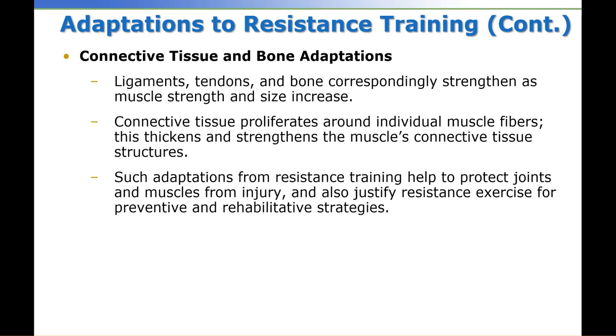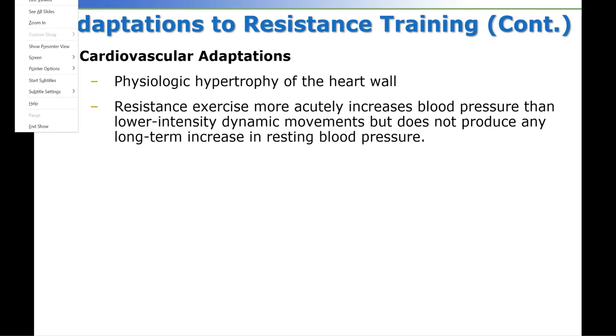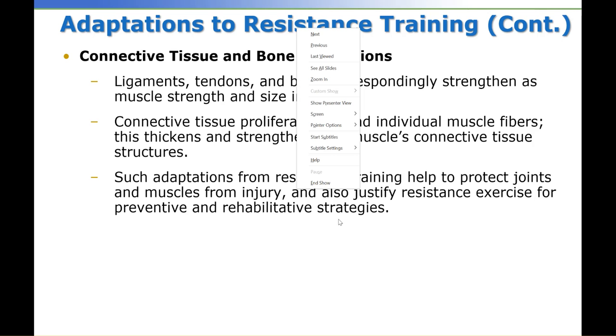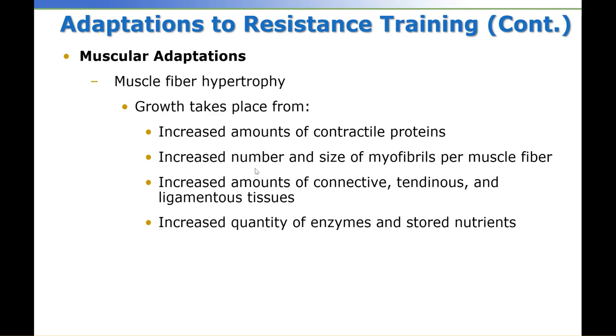Connective tissue, bone adaptations, ligaments, tendons, bones. Let me go back here. One of the things I want to say is muscle fiber hypertrophy. I talked about this before, but hypertrophy is best done with about 8 to 12 repetitions of your one rep max, 3 to 4 sets, with about 30 seconds to a minute of rest between each set. So you're basically increasing muscle size. That's the best way to do that, by the way. You have high intensity, which increases growth hormone release. Then also 8 to 12 repetitions is the best way to increase muscle diameter.